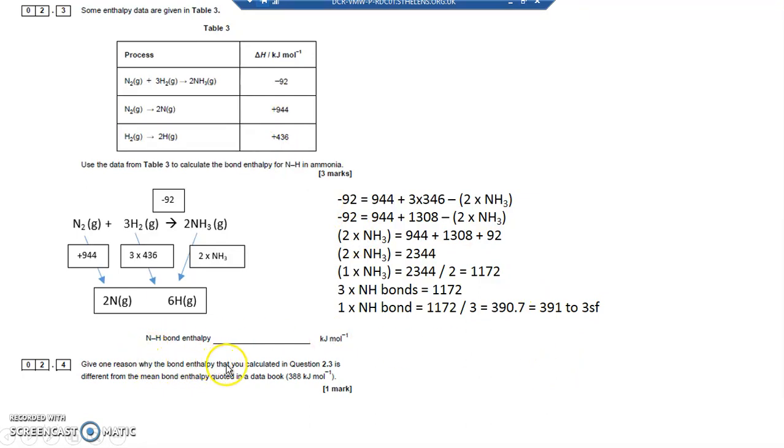Give one reason why the bond enthalpy that you calculate in question 2.3 is different from the mean bond enthalpy quoted in the data book: because there are other chemicals with an N-H in them. So the data book value is different from the value in other compounds. What that means is that there are other compounds with N-H bonds in there. So it's an average. The data book value is an average of all compounds with N-H bonds in there, and not just NH3 molecules.